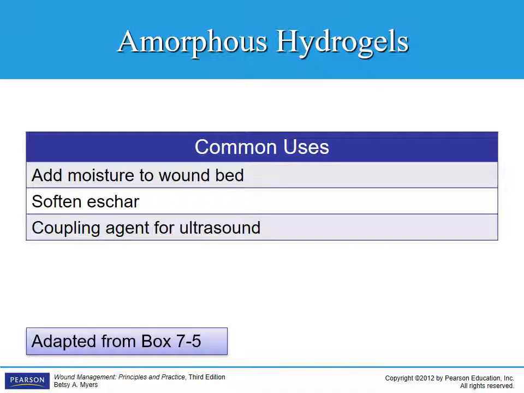It can also be used to add moisture to the wound bed or to soften an eschar, and you can use it amorphous. This is amorphous hydrogel, by the way, which means it's not a sheet. It's something that you squeeze on the wound bed. It is also used as a coupling agent for ultrasound. So when you do modalities, if you've done modalities, what you squeeze onto the patient's body before you do an ultrasound is an amorphous hydrogel.